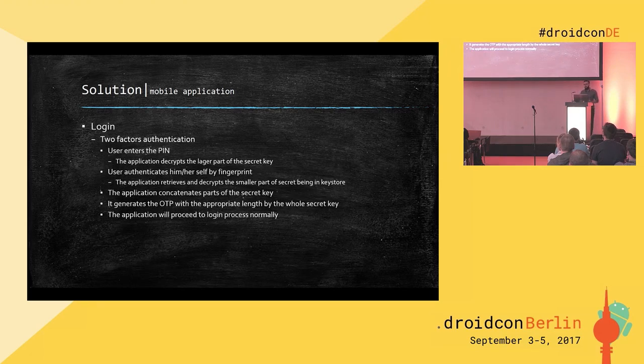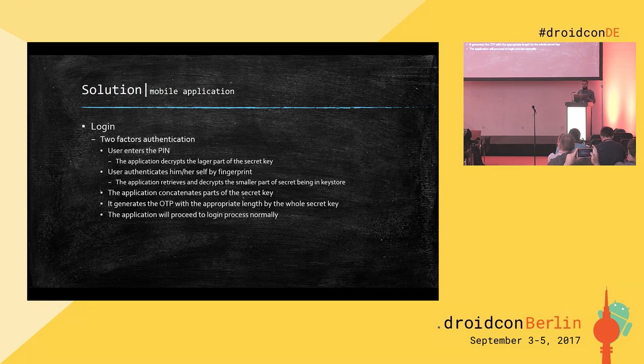The third type of authentication we can have is the two-factor authentication. In this case, the application asks the user first to input the PIN code. Then the application decrypts the larger part of the secret key with the PIN code.